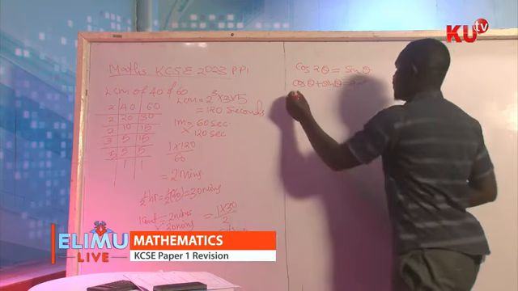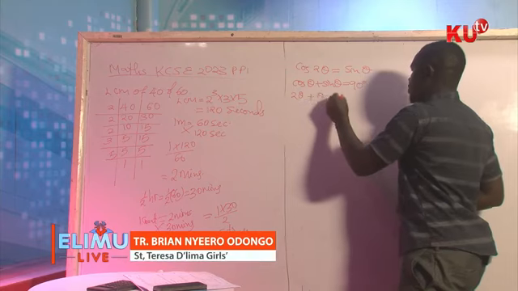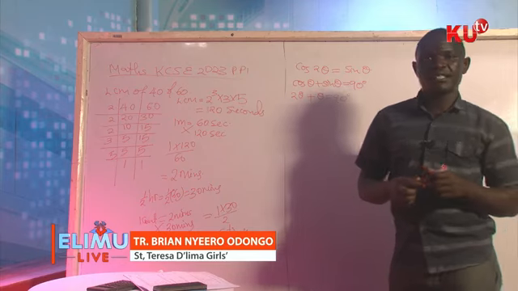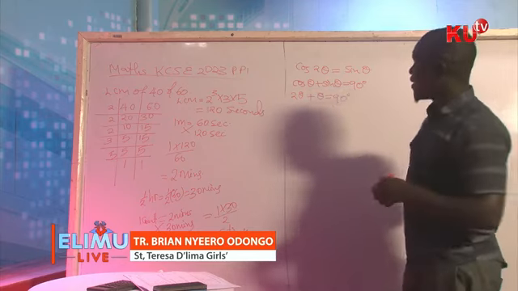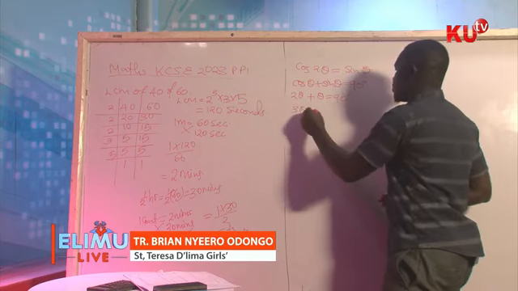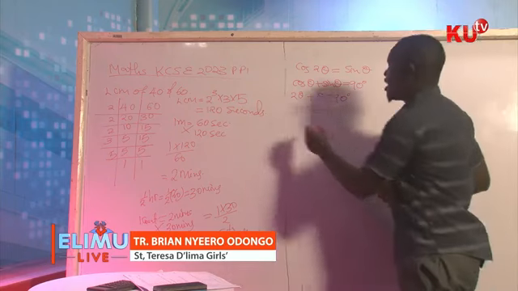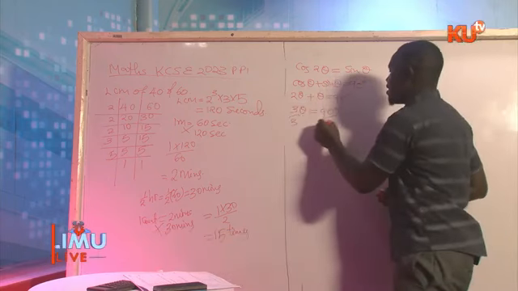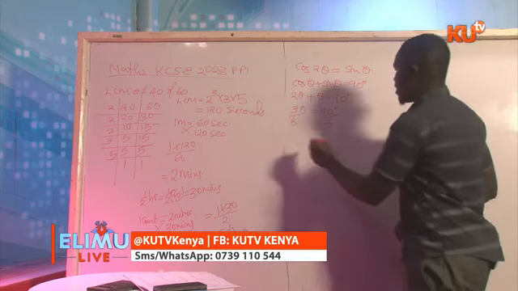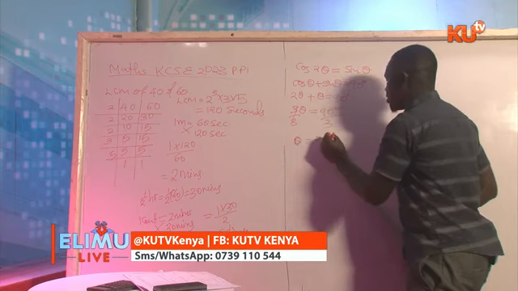This will now be 2 theta plus theta equals 90 degrees. So when you add 2 theta plus theta, that gives you 3 theta. So this will be 3 theta equals 90 degrees. I want to get my theta, so I divide by 3. This will cancel out. So what am I getting? I'm getting theta equals 30 degrees.